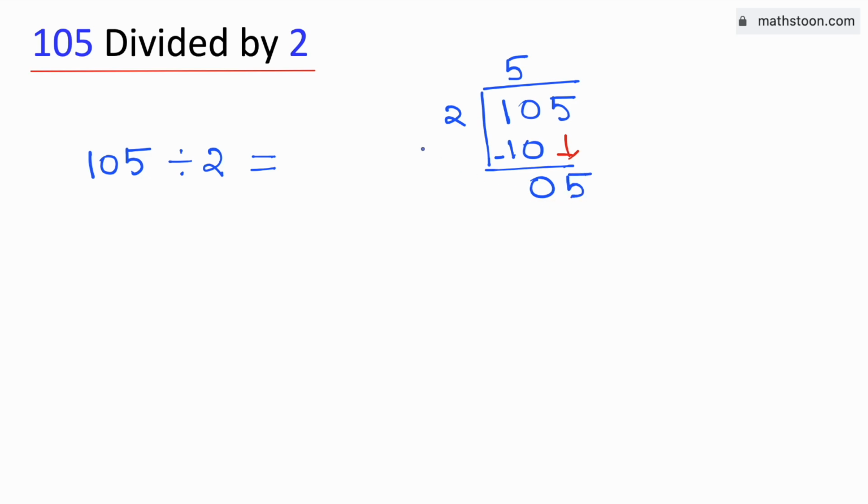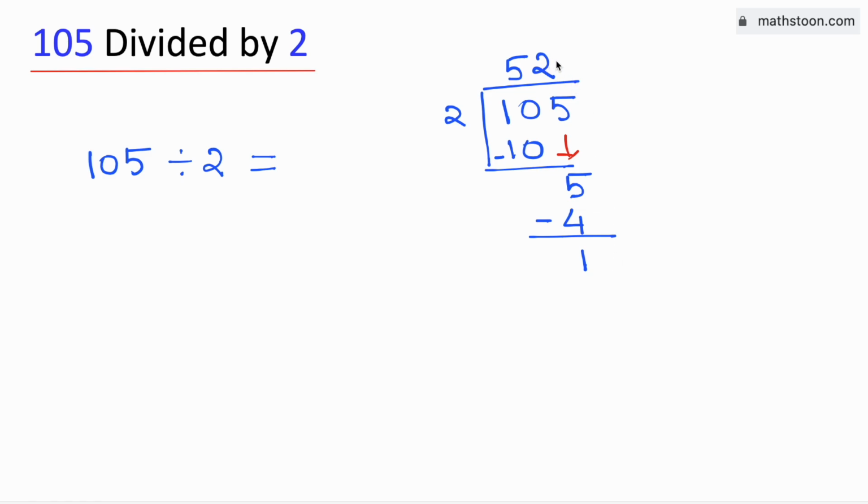Now see that this is the number 5, so we can remove this 0. Now 2 times 2 is 4. Subtract, we get 1. Now 1 is less than 2, but we have no number to bring down here.